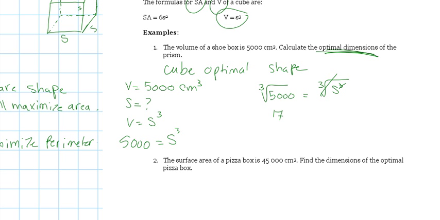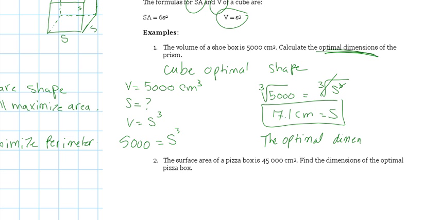Okay? So what would be your optimal dimension to get a 5,000 centimeter cube box? 17.1 by 17.1 by 17.1. That's right. So the optimal dimensions are 17.1 centimeter by 17.1 centimeter by 17.1 centimeter.